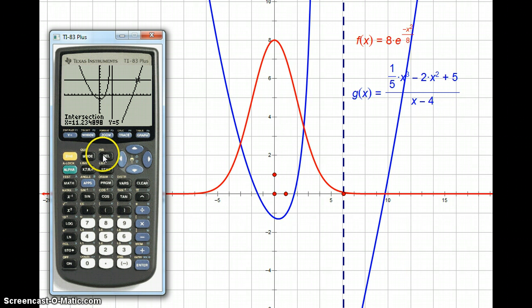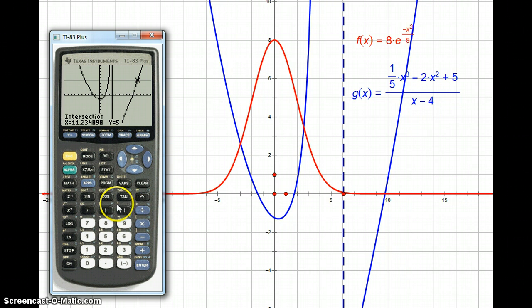The x value is 11.2348 for the y value to be 5, as opposed to my guesstimate of 11. I just guessed that 11 looked pretty close, and it was pretty close, but it wasn't accurate. So I could repeat that process and I could find those other values of x for which y is equal to 5.